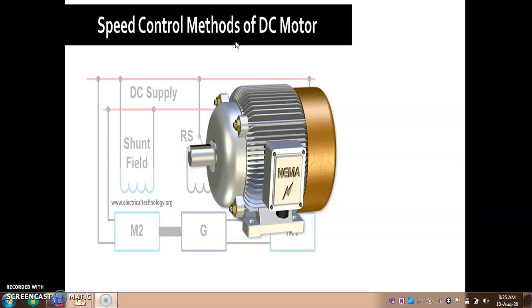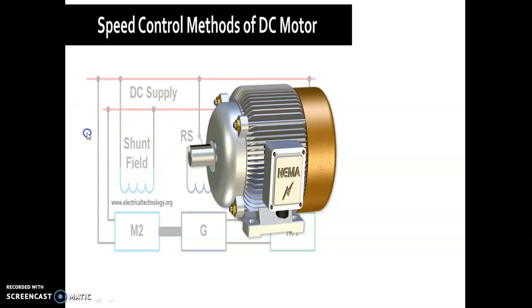The speed control method of a DC motor basically has only two basic types: field control, that is field winding control, or armature control. Two types of control are there, meaning terminal voltage control or field control. So we will study these two controls of the DC motor.